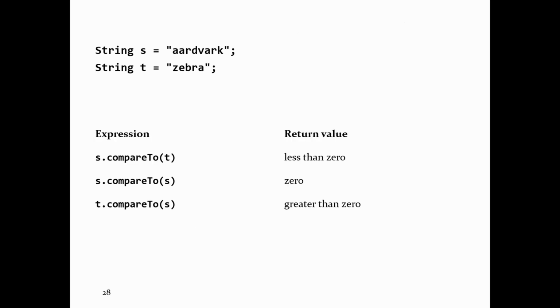So for example, I'm going to compare aardvark and zebra. S compared to T, well, aardvark comes before zebra in the dictionary, so you get a value that's less than 0. S compared to S, so that's aardvark compared to aardvark, that's 0, because they're equal. T compared to S, so zebra comes after aardvark, and so that gives you a value that's greater than 0.